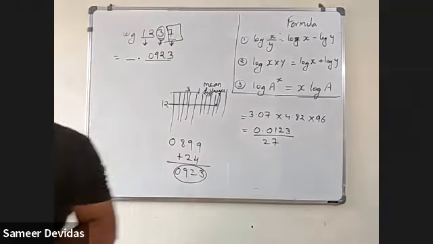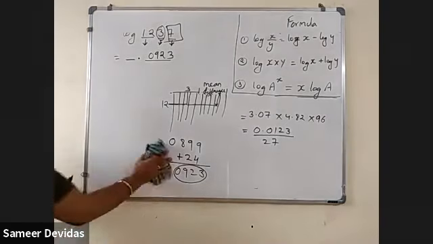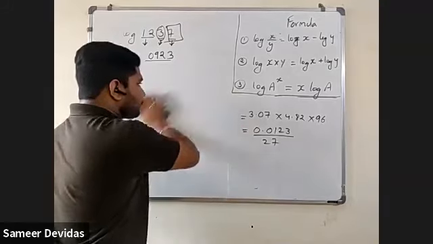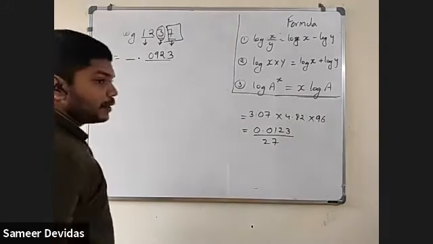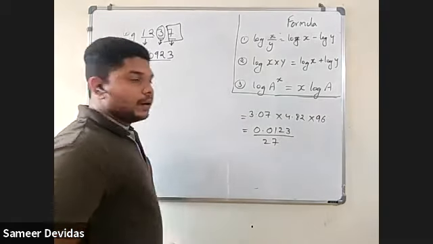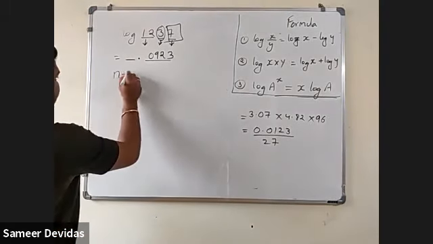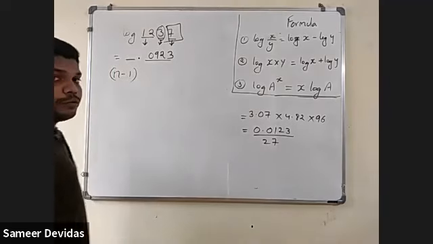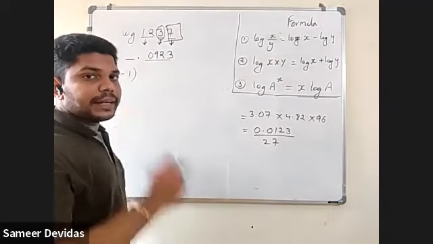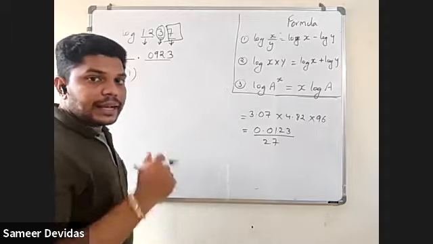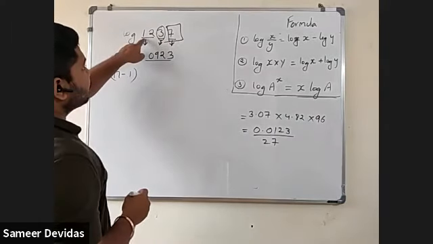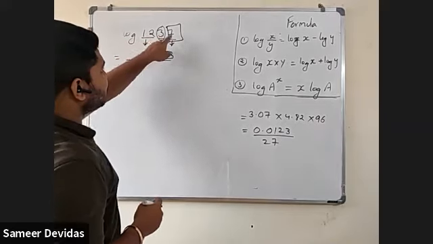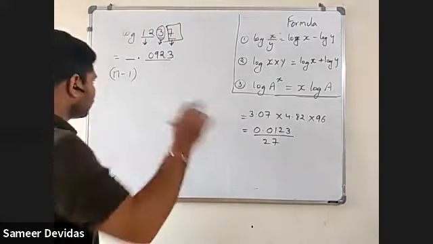How to find out the first part? To find out the first part, there is one formula. What is that formula? N minus 1. You have to follow this formula. Now, what is that N? N is nothing but the number of whole-number digits. So how many whole-number digits are there here? 1, 2, 3, 4. Okay, so we'll go with this.